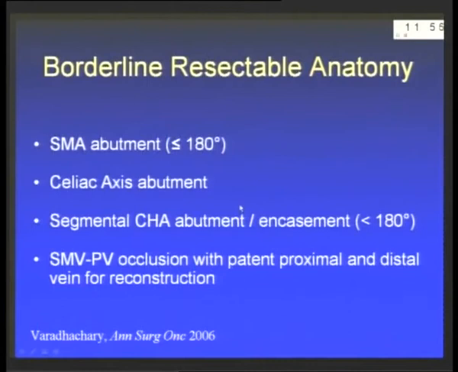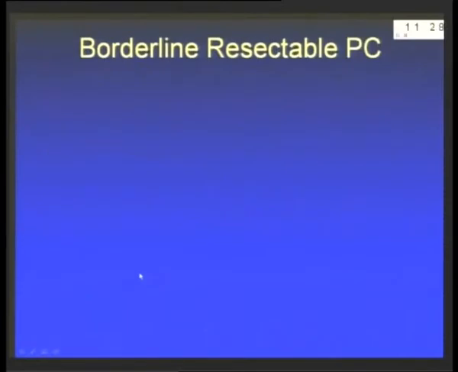So if we were to look at this, the terminology that we use for anatomic classification, as we published some time ago now, includes SMA abutment of less than or equal to 180 degrees, celiac axis abutment, segmental common hepatic artery abutment or encasement, and segmental occlusion of the SMV and portal vein with options for reconstruction above and below.